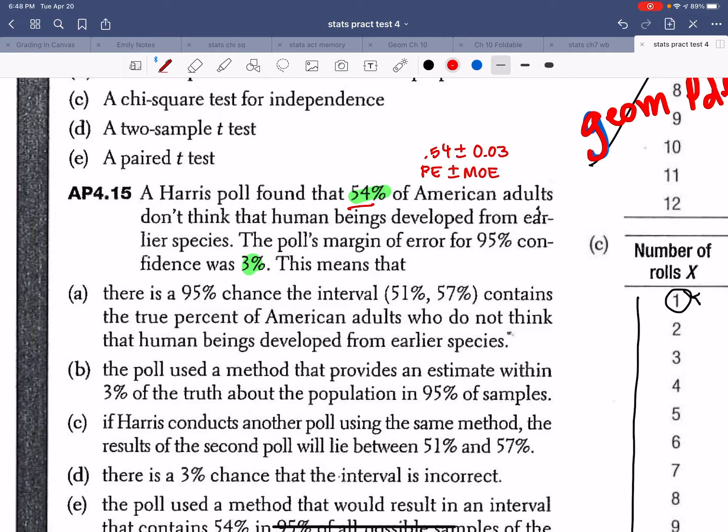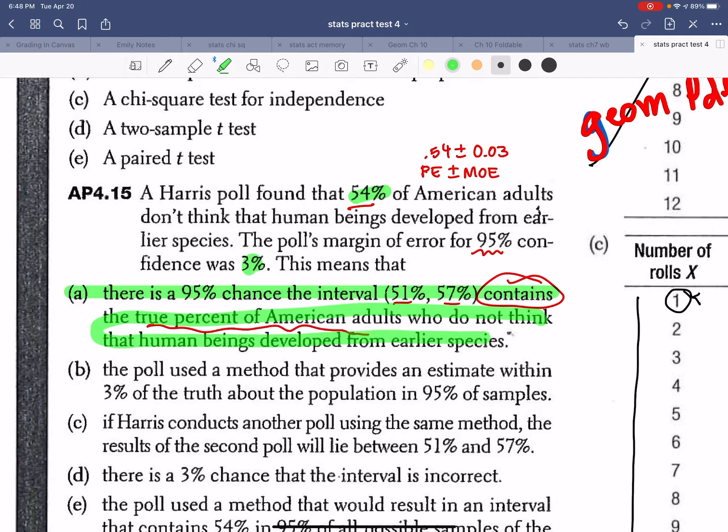Okay, what does this mean? Well, that means we're 95% confident that the interval from this to this captures or contains the true percentage of Americans who don't think these species developed. So A matches our script. Okay, so if you miss this question, make sure you write out the script to help you memorize it.